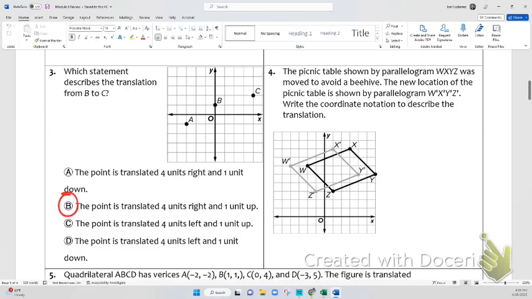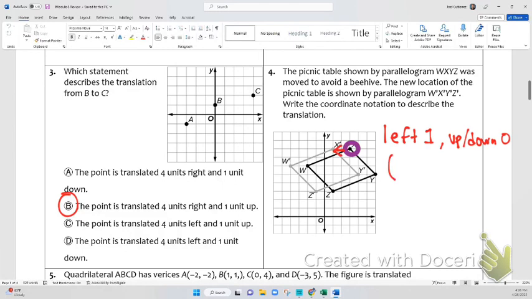For question number 4, they want us to write the coordinate notation to describe the translation. So if you're looking at number 4, how do we go from X to X prime? Very simple. How do I go from here to here? This is a shift to the left once. So we're going to write this in words first. We went left 1. And notice, we didn't go up, we didn't go down. There was no movement going up or down. So if you really want to, you could put up or down 0.